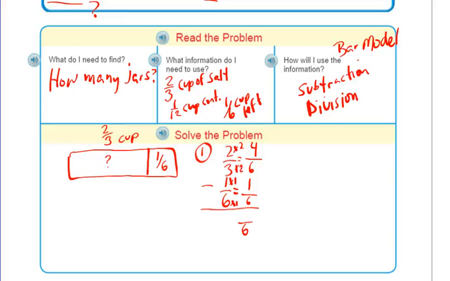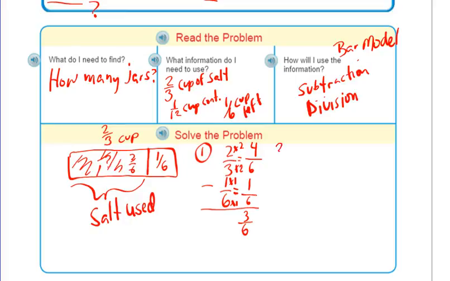4 minus 1 is 3. So I get 3/6 left over. So I know that this part of the rectangle stands for 3/6. All right. Now this is the salt used. So I'm going to take that 3/6.